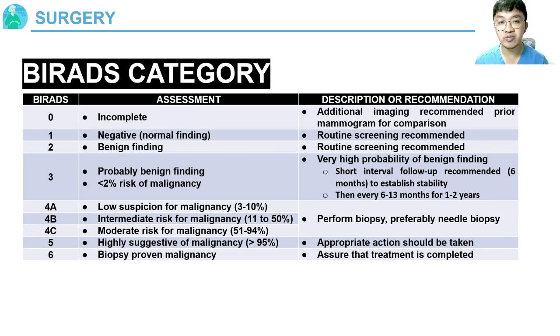Again, 0 incomplete, 1 is negative, 2 is benign, 3 is probably benign, you do short interval follow-up. For 1 and 2, again, you do routine screening, which is annual. 4, you need to do biopsy. 5 and 6, you do appropriate actions. You can do the MRM, you can have patients receive chemo, depending on adjuvant chemotherapy, depending on what stage the patient is currently in.